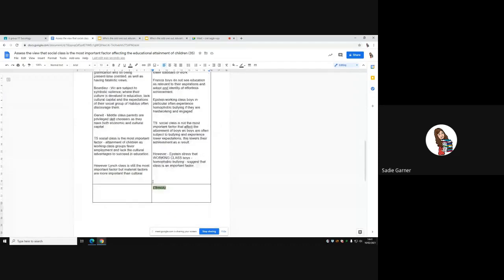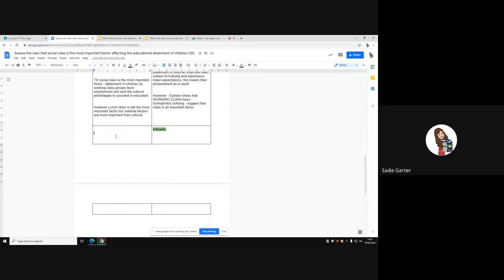Okay. Going to go back to class. However, class is the most important factor affecting the attainment of children, particularly when you consider labelling. Becca studied 60 teachers and found, I would normally question you, but that's very mean to do so recording it. Becca studied 60 teachers and found they have an ideal type.